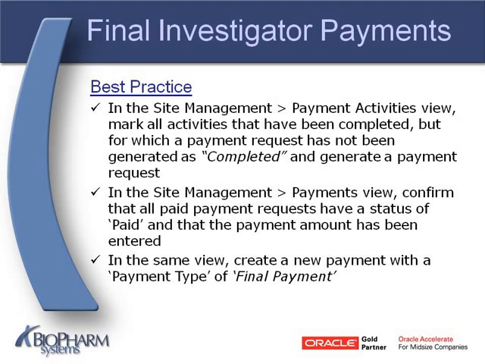In the Site Management Payment views, confirm that all paid payment requests have a status of paid and that the appropriate payment amount has been entered. In the same view, you create a new payment with a payment type of Final Payment. This action causes the system to auto-populate the requested amount field by subtracting the paid-to-date amount from the earned-to-date amount. It then also adds any amounts that were automatically withheld from previous investigator payments. The combined amounts will be the final amount to be paid to the site.